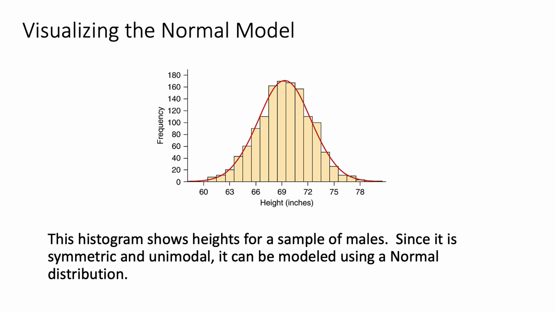Here's a histogram for heights for a sample of males. This histogram is symmetric and unimodal, so it can be modeled using a normal distribution.